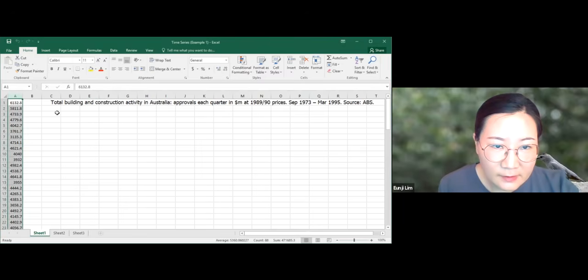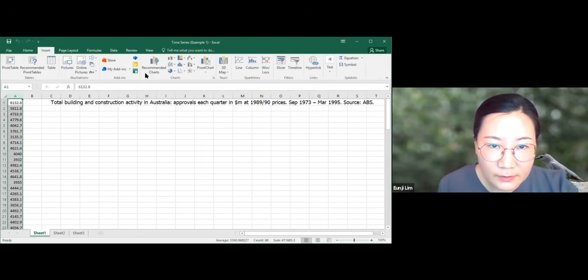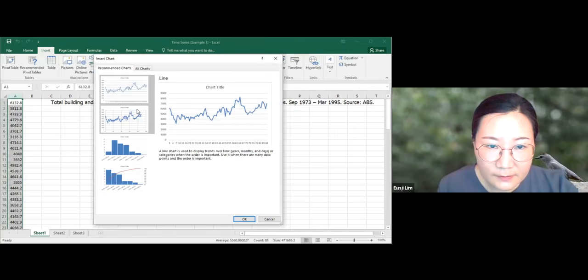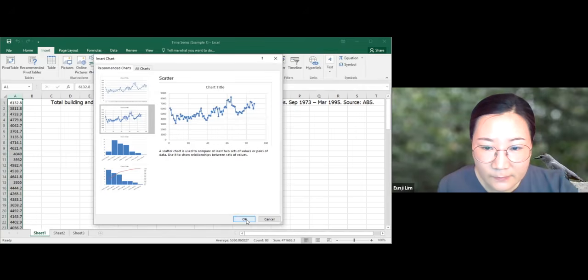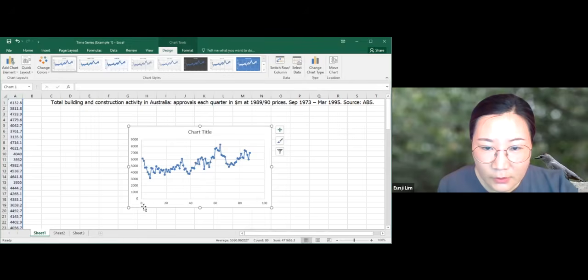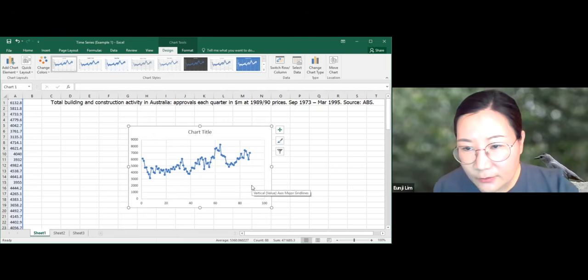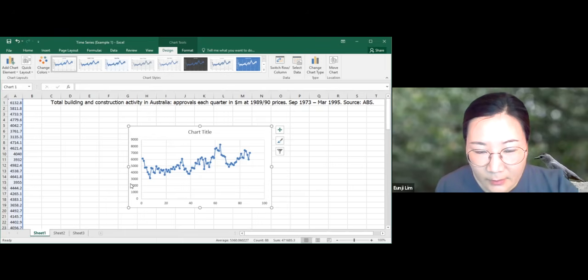So select the data set, go to Insert, Recommended Charts. Okay, so on the x-axis, you have the time. On the y-axis, you have the sales. So what type of pattern do you think this one has? Do you think this one is increasing over time? Yes.